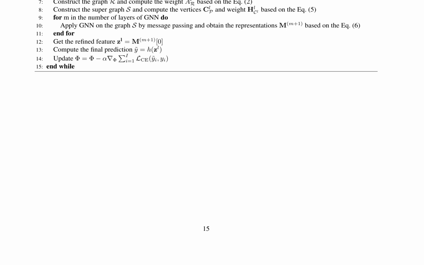A graph neural network, GNN, is applied to the supergraph S, with message passing performed for a specified number of layers. The representations obtained at each layer are computed based on equation 6. The refined feature is obtained by taking the first element of the final representation. The final prediction is computed using the classifier function, and the learnable parameters are updated based on the cross-entropy loss and learning rate. The algorithm iteratively updates the learnable parameters until convergence, with the goal of learning hierarchical representations of data that capture complex relationships between classes.